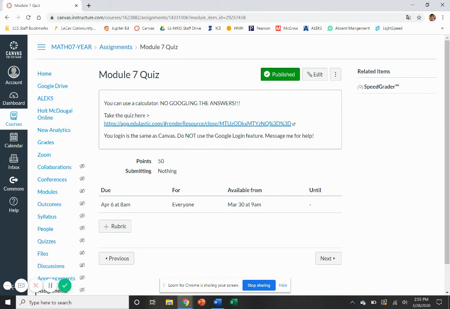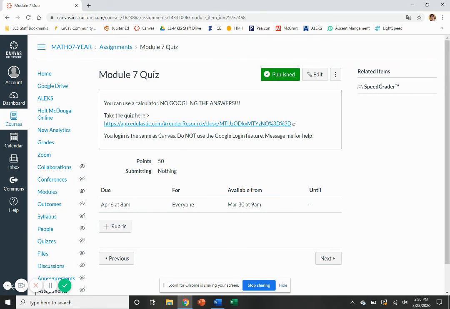So again, remember the Module 7 quiz is on EdElastic. You've probably used it before. I've used it before with my kids, but if you haven't, there's the link. Your login information is the same as Canvas. Please don't use the Google login, because I couldn't figure out how to set that up. You'll just click on this link, sign in with your same information as Canvas, log in, take the quiz, and I will put that in the grade book.